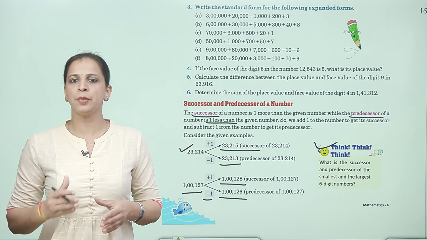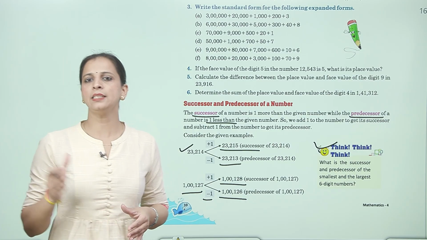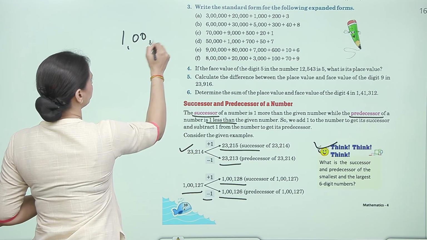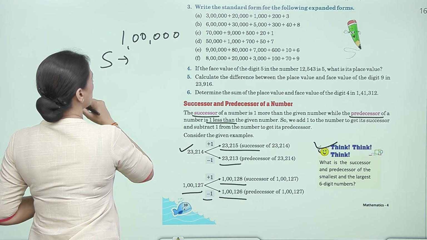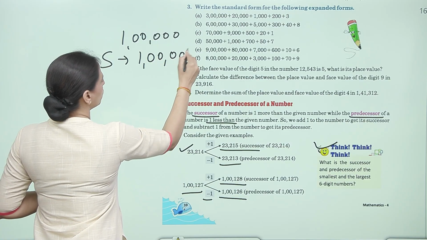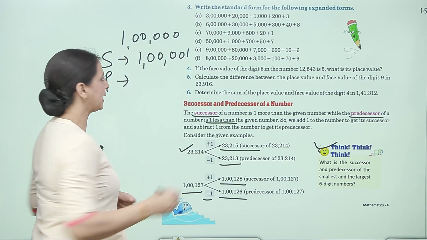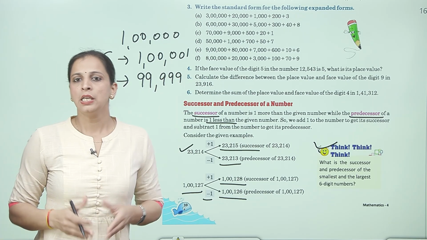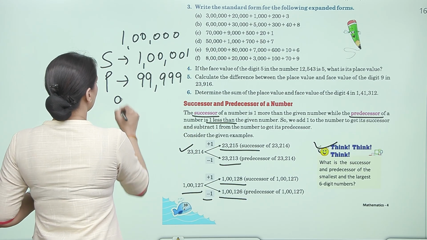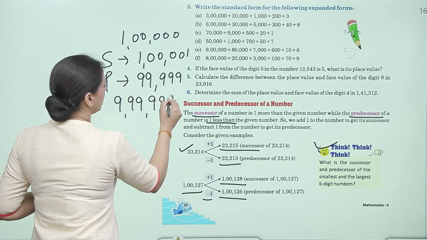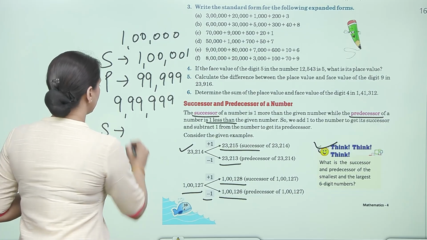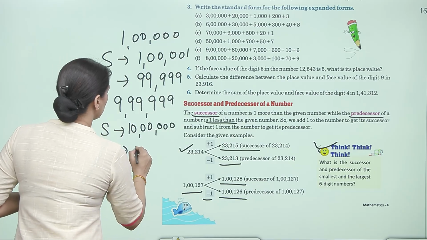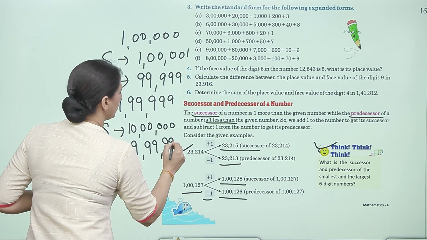Now, think. What is the successor and predecessor of the smallest and the largest 6-digit number? Smallest 6-digit number is 1 lakh. Successor is plus 1, that is 1 lakh 1, and predecessor is minus 1, that is 99,999. Now, largest 6-digit number is 9,99,999. Successor is plus 1, that is 10 lakh, and predecessor is minus 1, that is 9,99,998.